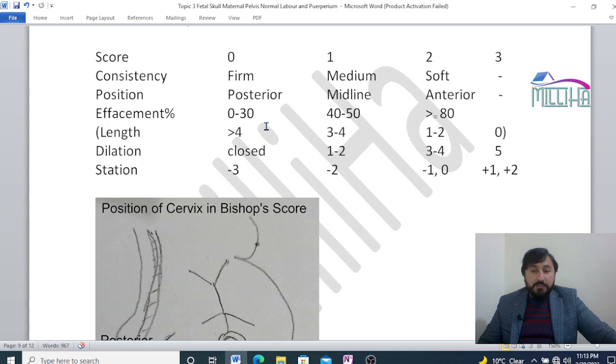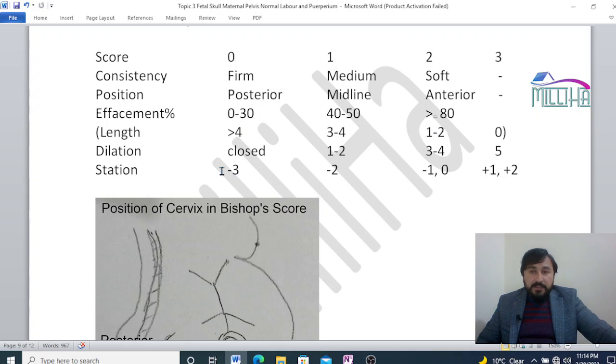Effacement, I just explained to you, is thinning of the cervix. According to how thin it has become, if it is 30%, you will give 0. If 40 or 50, 1. If more than 80%, you will give a score of 2. If the length of the cervix decreases, if it is less, it's good. If it is more, it's bad for delivery of the child. So if the length is more than 4 centimeters, 0. If it is 1 to 2 centimeters, 2.